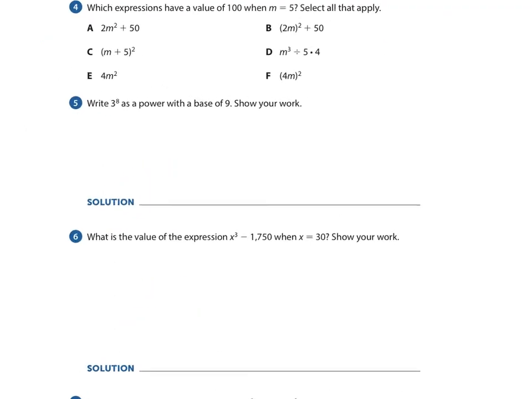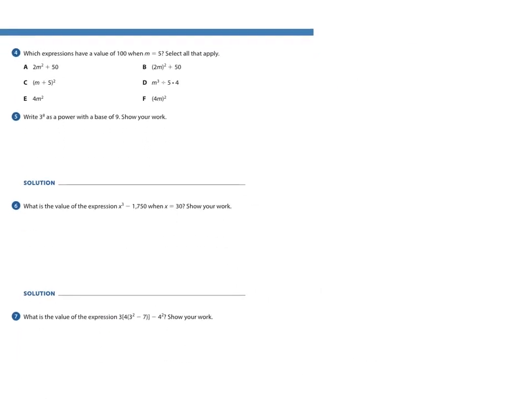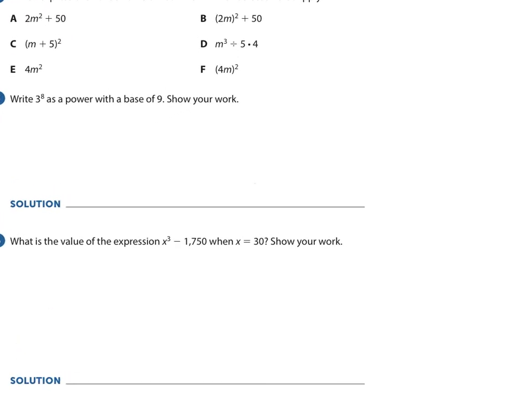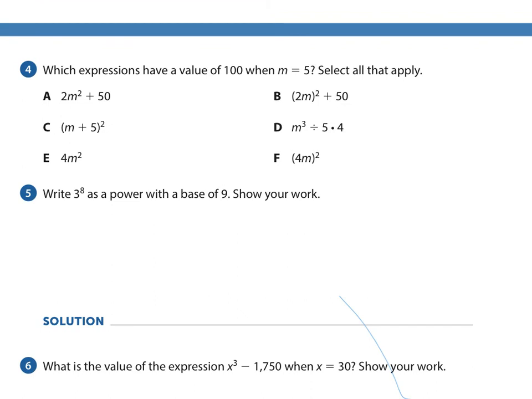Okay, question number 4. This one's got quite a bit of work that has to come with it. So I'm going to try to move it here so we have some room. Okay, which expressions have a value of 100 when m is 5? Select all that apply. So we're going to substitute in. Actually, I'll move it this way for you. Okay, we're going to substitute the values in and see if we get 100. If we get 100, we're doing something right, and we'll circle that one.